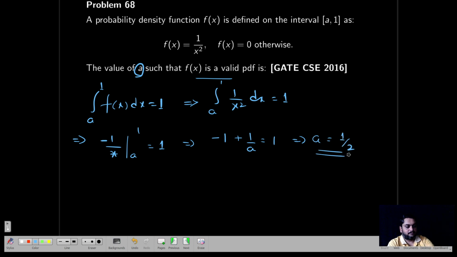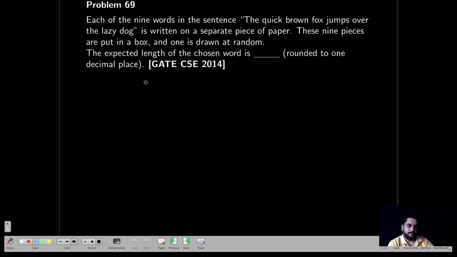The answer. Next. Each of 9 words in the sentence, there are 9 words: 1, 2, 3, 4, 5, 6, 7, 8, 9.